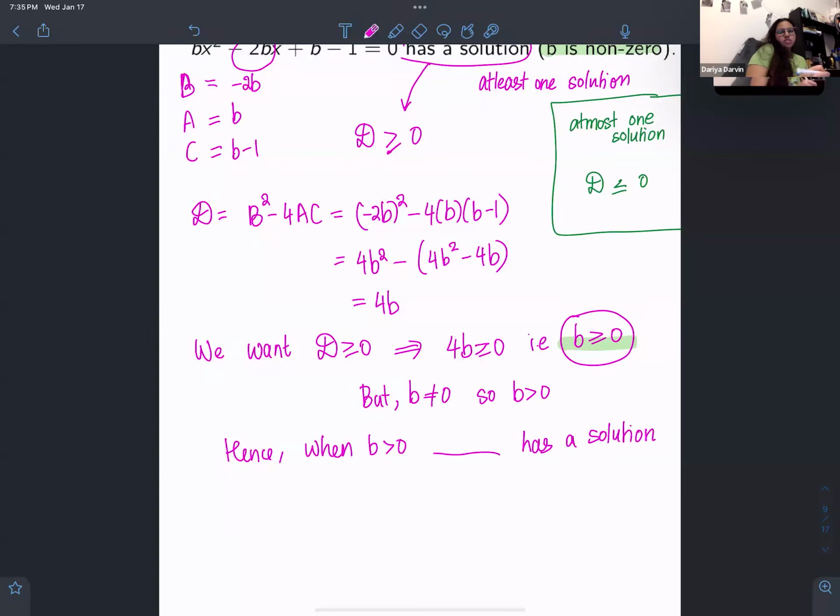Any doubt in that? Again, you found the discriminant, you made it greater than or equal to 0, found the condition on b. There is no doubt. Question for you guys. Can this equation have exactly one solution? Is it possible for this equation to have exactly one solution?